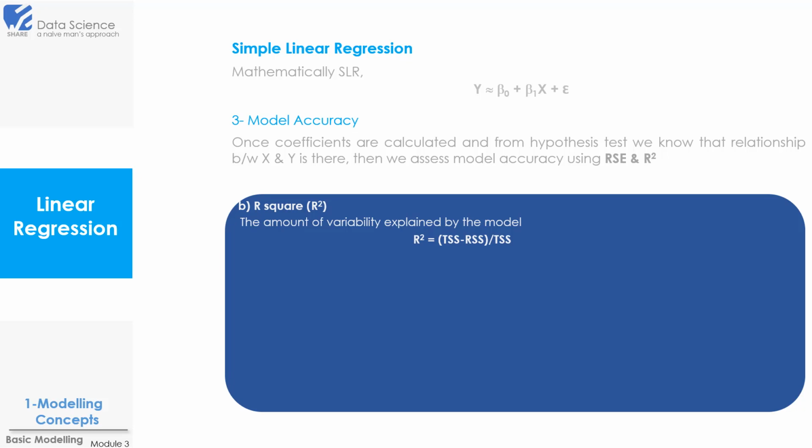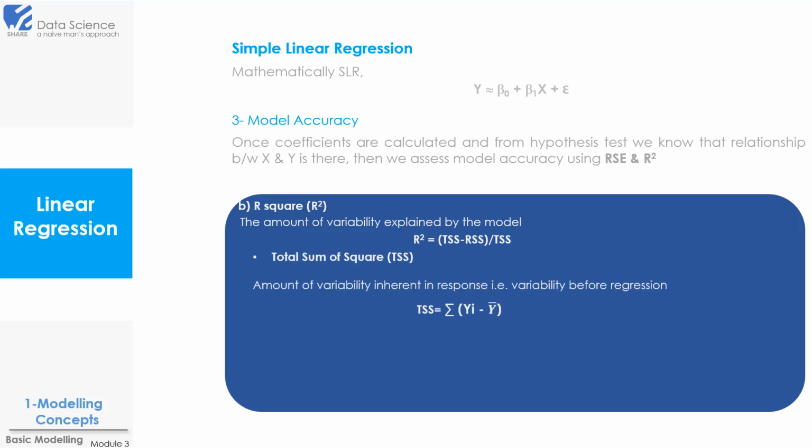So by definition, R square is the amount of variability explained by the model and is given by TSS minus RSS divided by TSS. Now TSS is the total sum of squares, which is the amount of variability inherent in the response. That is variability before regression. And it is given by the summation of (yi minus average of y) squared. Then TSS minus RSS is the amount of variability explained by regression.